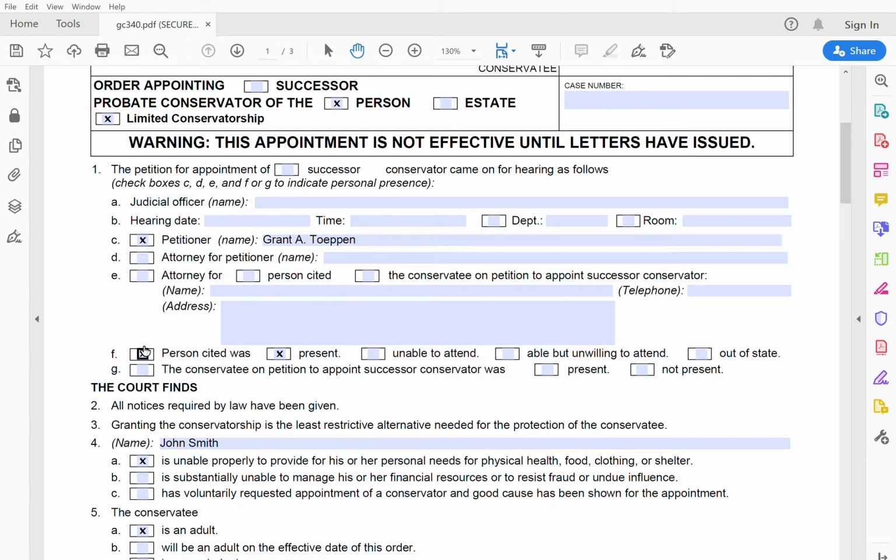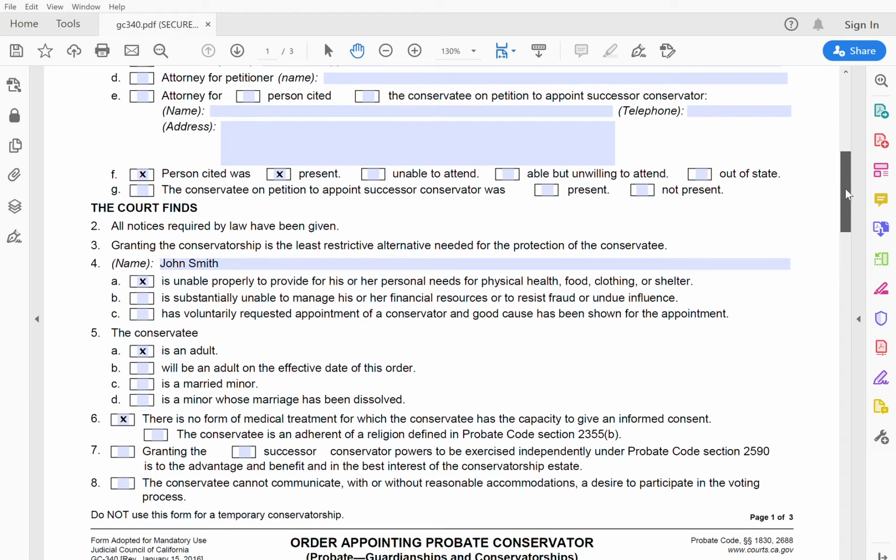So F, the person cited was, and then you would say, once again, I said you don't know the future, but I typically have a good idea when I file this if the conservatee, that's the person cited, the proposed conservatee, was present, or if they are going to be unable to attend, or if they're going to be able but unwilling to attend, or if they're going to be out of state. And the conservatee on petition to appoint successor conservator was either present or not present. That might not be relevant, usually isn't unless there's a successor conservator petition, of course.